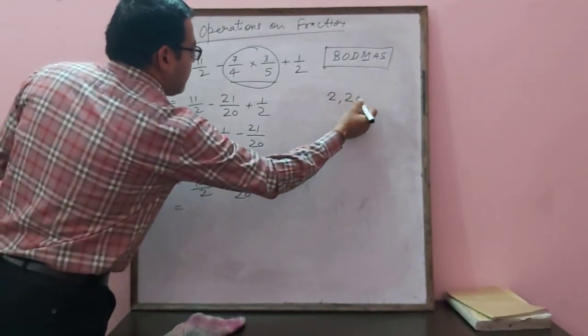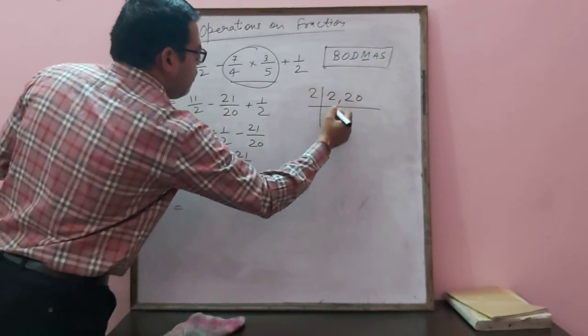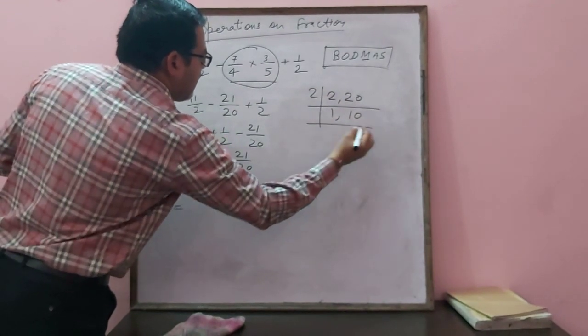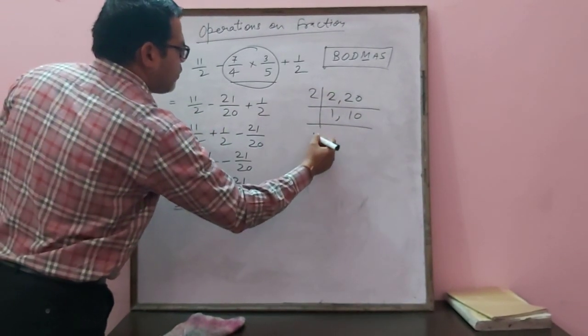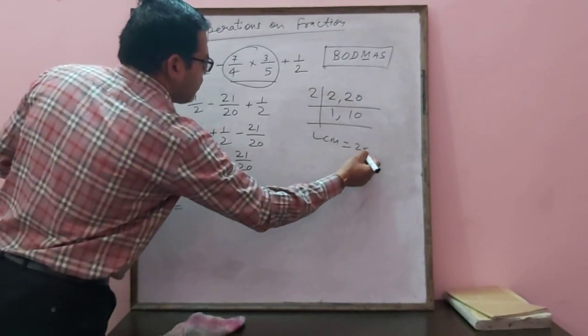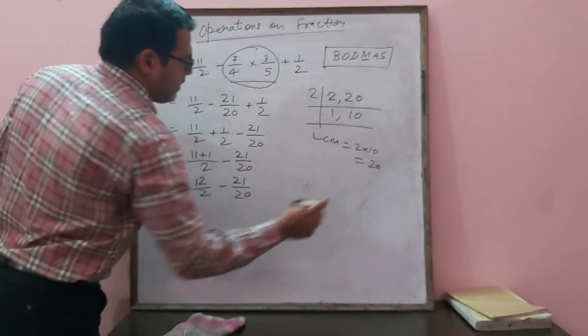2 and 20. What is LCM? By 2, 1 time and 10 times. Now this 10 is alone, so we can write here LCM is 2 into 10 directly. We can write 20 is LCM.